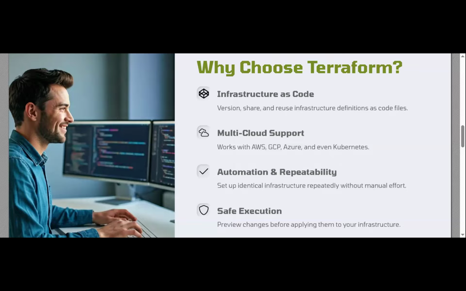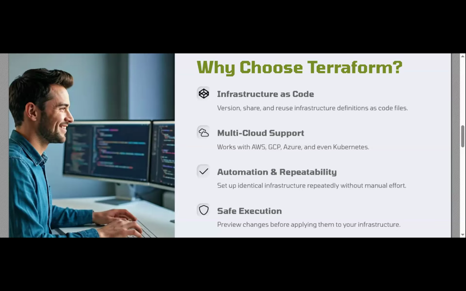Next, automation and repeatability. Set up identical infrastructure repeatedly without manual effort. What is meant by identical infrastructure? Identical means same, like identical twins. So the same definitions we can use repeatedly without manual effort. We can just call that file, copy that file, or reuse that file. So automation becomes repeatable. Automation and repeatability is there.